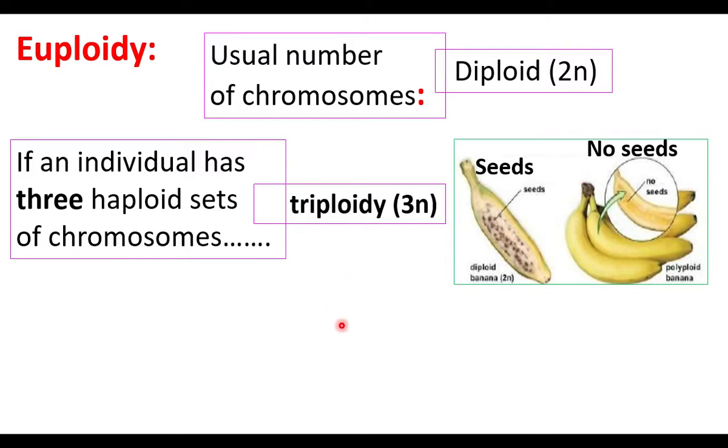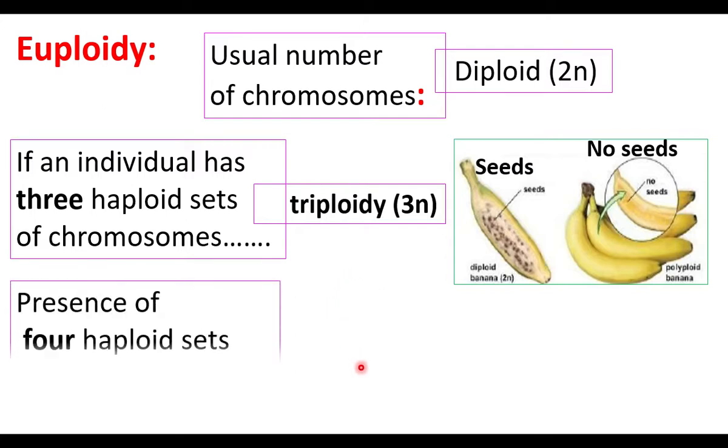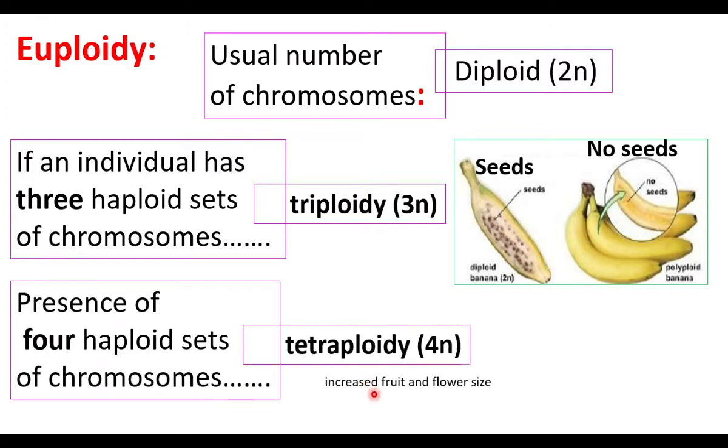Presence of four sets of chromosomes is called tetraploidy. Tetraploid plants produce large size fruits and flowers. Tetraploidy increases the size of fruit and flowers. So the tetraploidy condition is commercially important. Triploidy and tetraploidy are commonly called polyploidy.